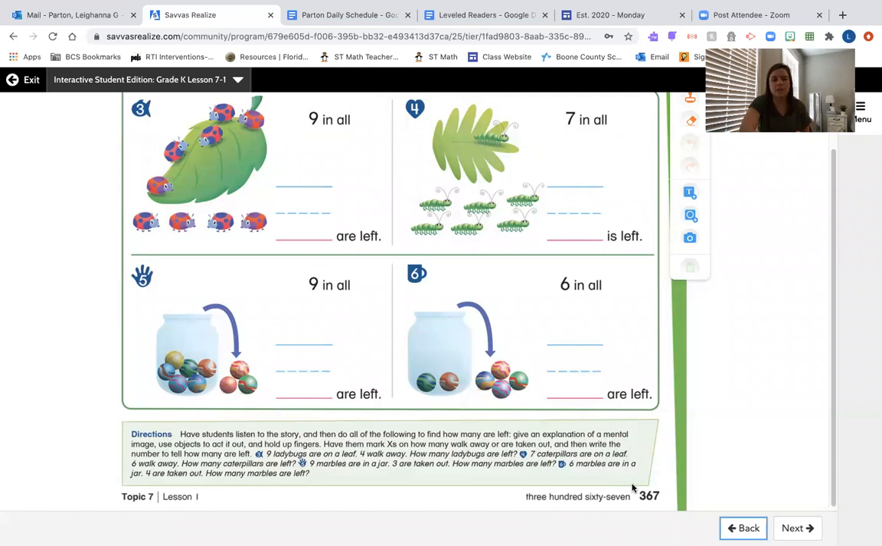All right, friends, welcome back. Let's work on the last problem. Number 6 says, there are 6 marbles in a jar. 4 are taken out. How many are left over? So again, you have your whole group of 6. Put your X's on the ones that are taken out, circle the ones that are left inside the jar, and write how many are on the line. Make sure to show your work. Don't just write your answer, okay?